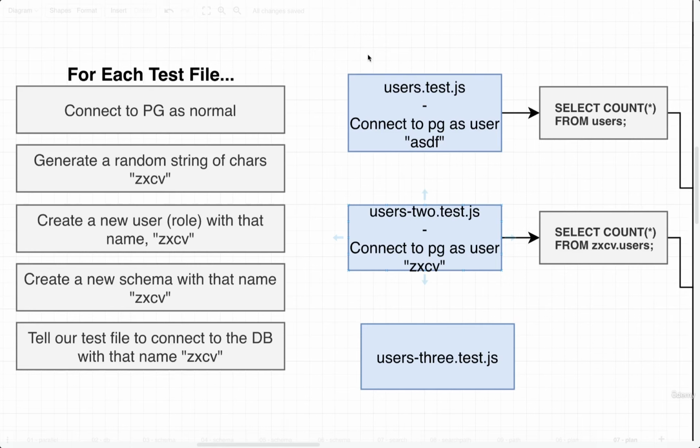Now that we understand our general flow, let's go back over to our users test.js file, and we're going to make sure that we write out all these steps right here before we start to run any tests inside that file. So we're going to write out a lot of code inside that file, and then eventually we're going to extract that and make use of it inside of our other two test files as well.